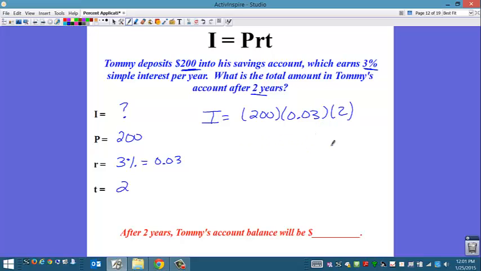Okay, now we're ready to multiply. Do you remember our properties? Do you remember the commutative property, associative property, distributive property? Well, the associative property says that I can move these around the multiplication. I don't have to multiply them in order. I can switch it. So I'm going to switch it to make it a little bit easier for me.